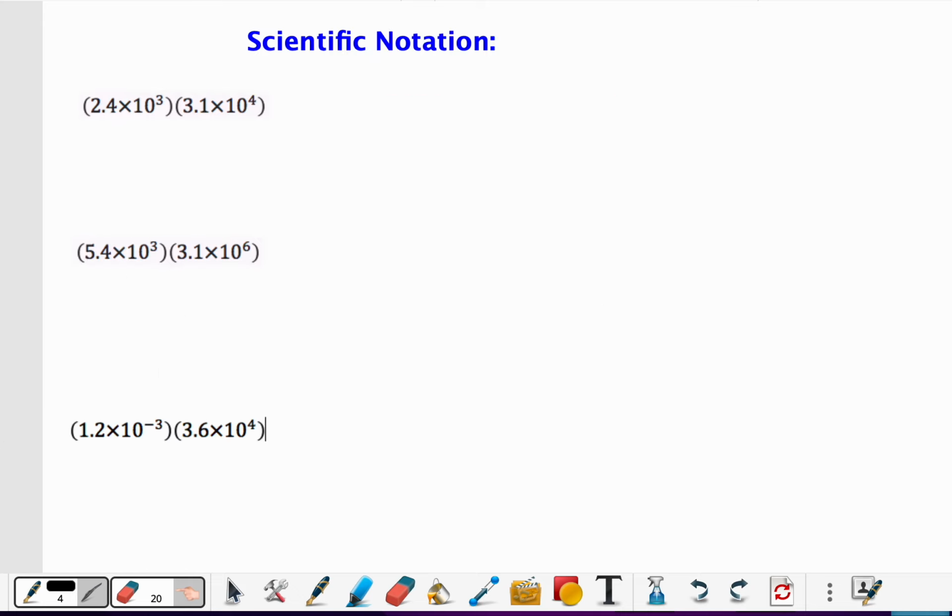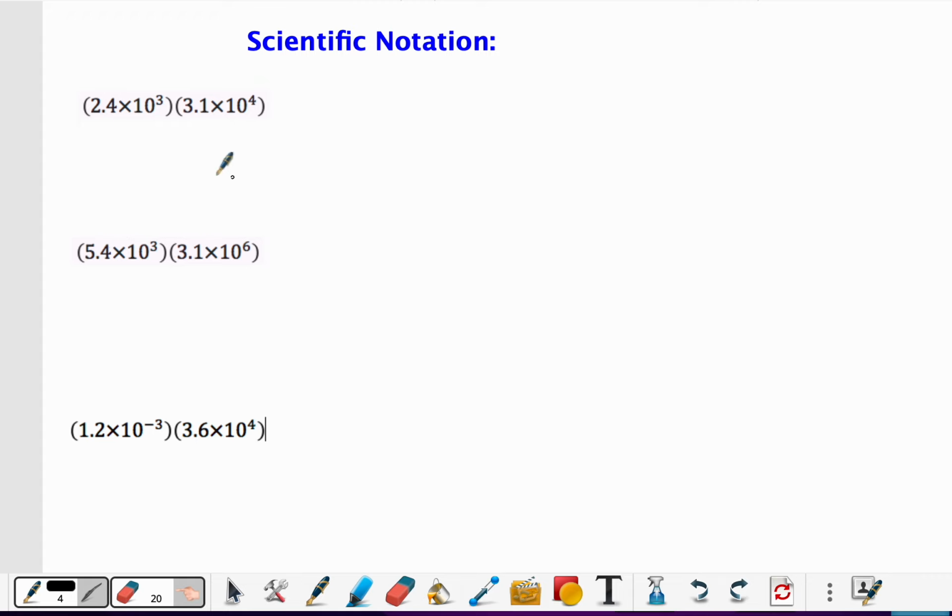Last piece we're going to look at today is scientific notation. This is something you no doubt have done in, you got it, a science class. Scientific notation is just a way for us to express really big numbers or really small numbers in a way that's concise without a bunch of zeros. Scientific notation looks like some number between 1 and 10 times 10 to some power.